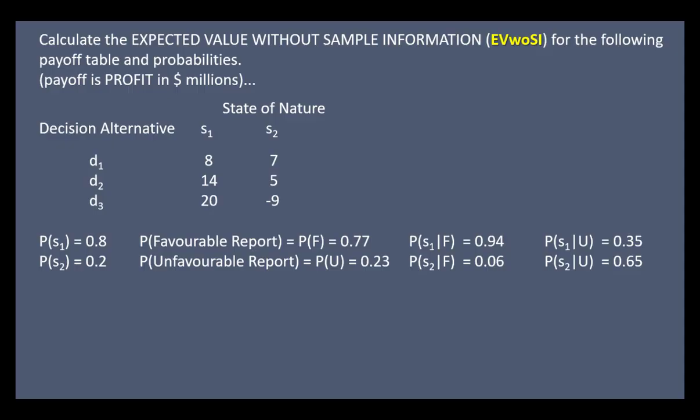So once again, just as a real quick wrap up, EVwoSI, or the expected value without sample information, is 14.2, or specifically $14.2 million.